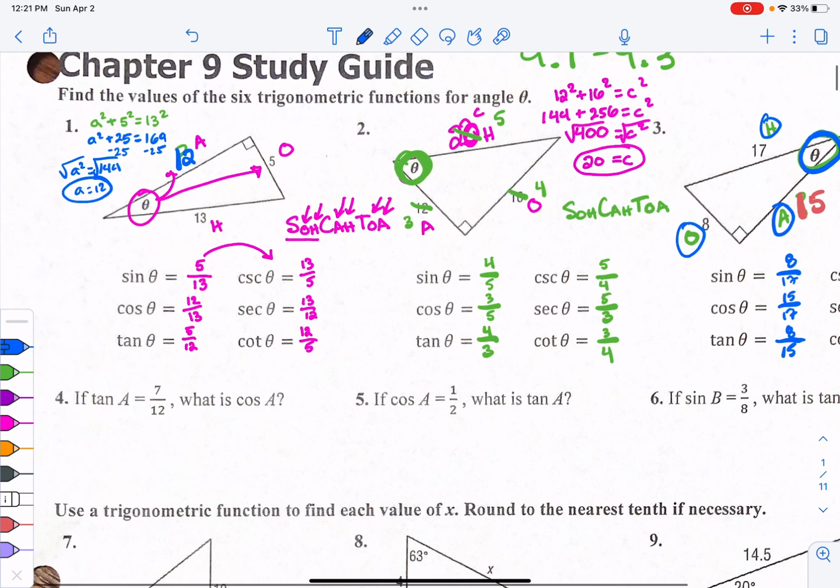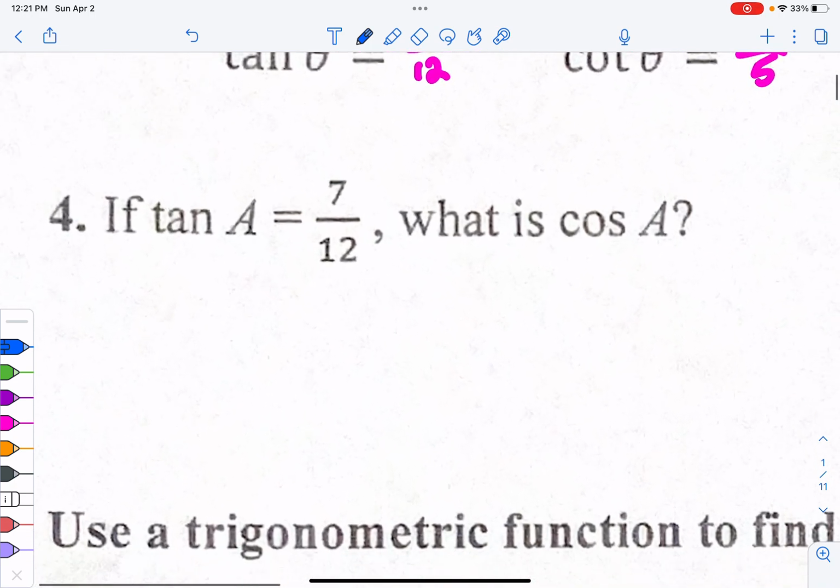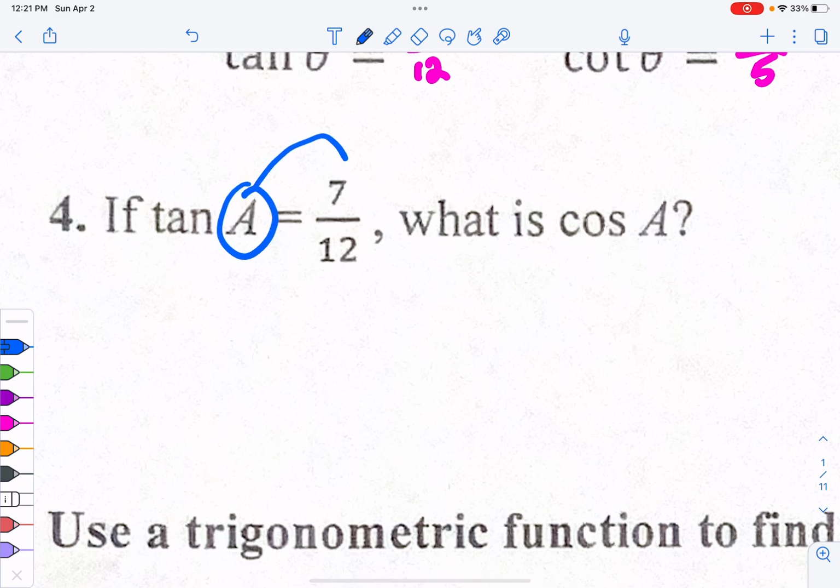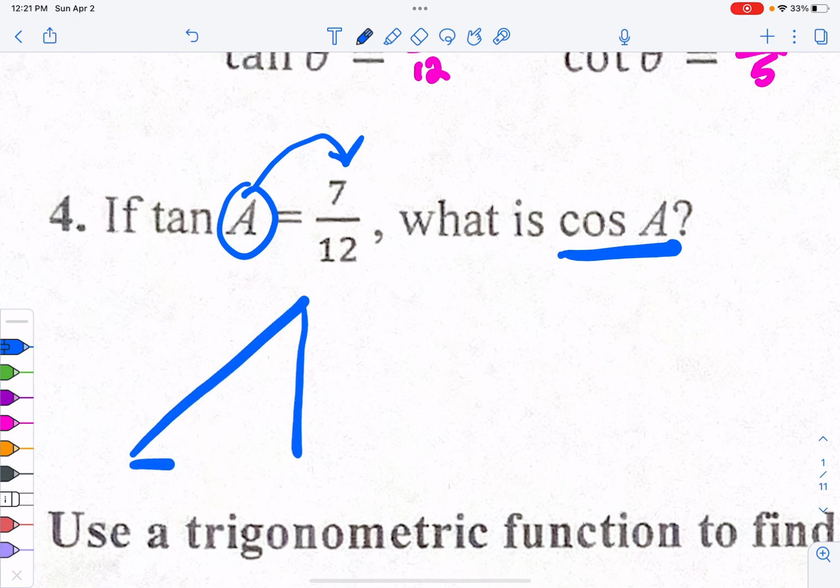Okay, next. Number 4, it says, if tangent of some angle is 7/12, what is cosine? This gets a little bit confusing, but what we're going to do is draw a triangle. I always just face it in this direction because then I can slap angle theta down in the corner there. I always put angle theta in the bottom right corner. You could technically make it go a different direction, but I just always make my triangle go that way.